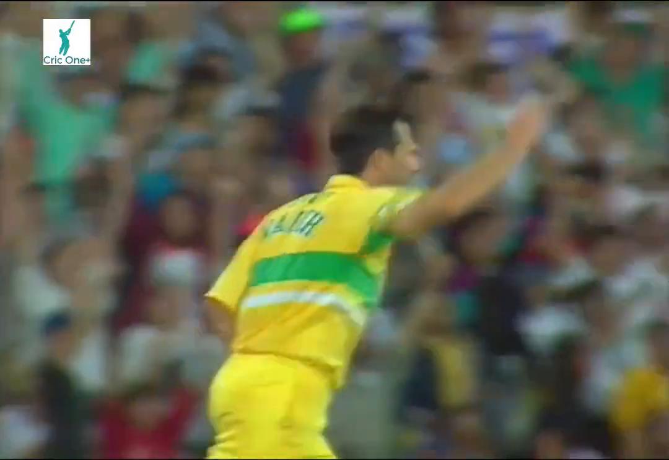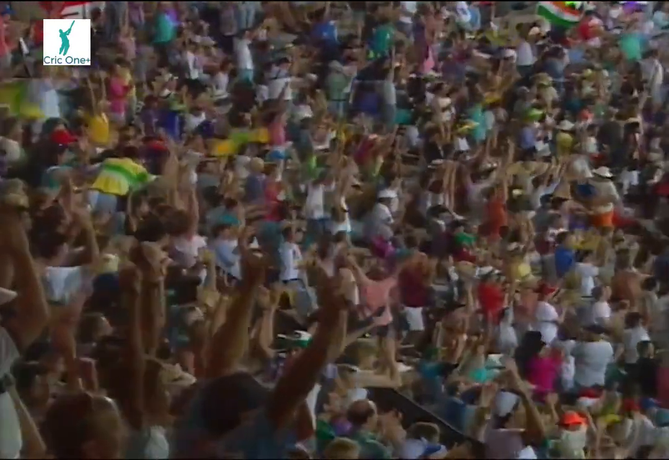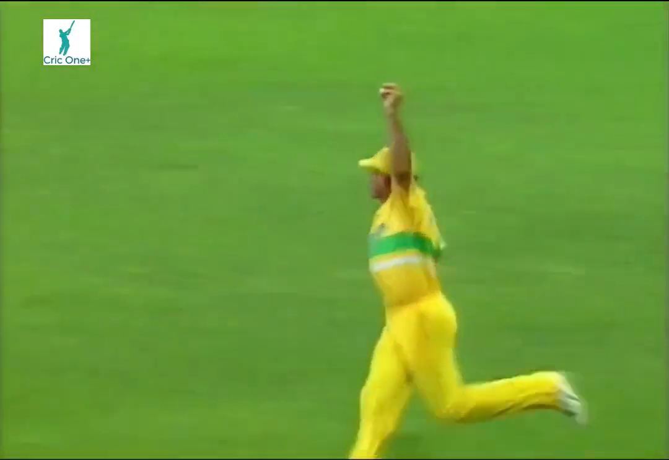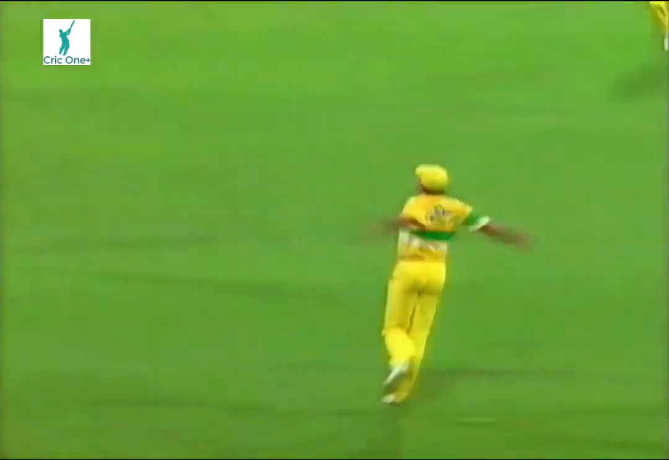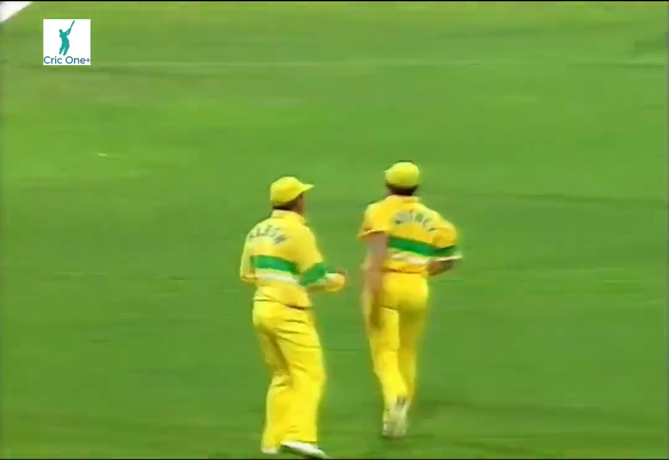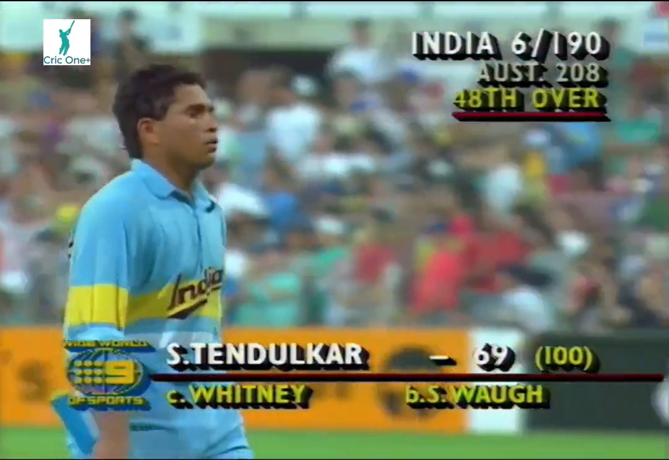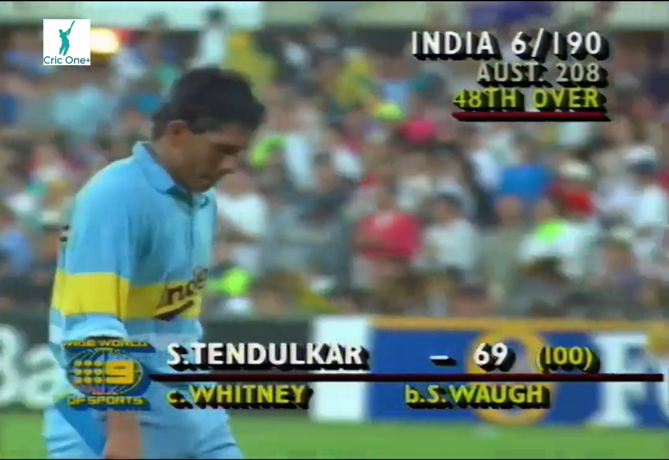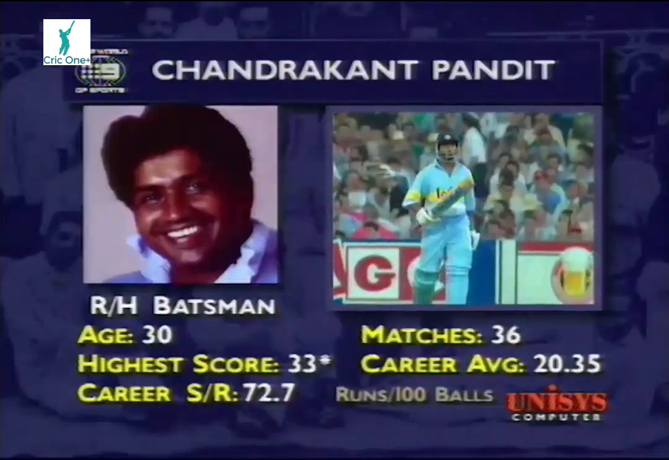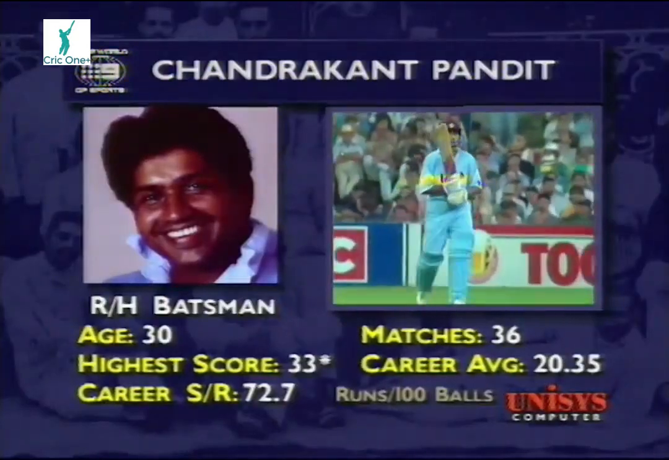Beautifully taken. And Steve Waugh was the bowler, entitled to a quarter of a lap of honour. Out for 69, lovely innings from Tendulkar, 6 for 190. How would you like to be Chandrakant Pandit?